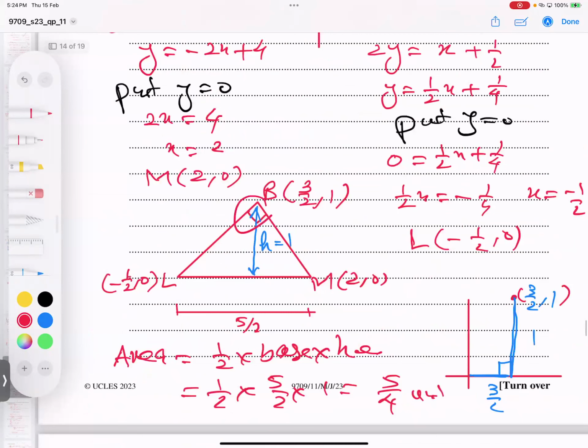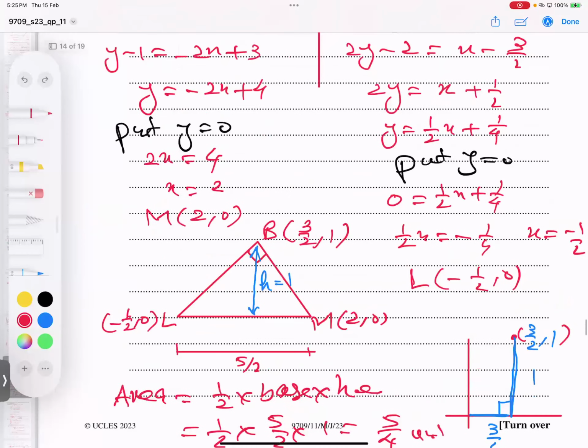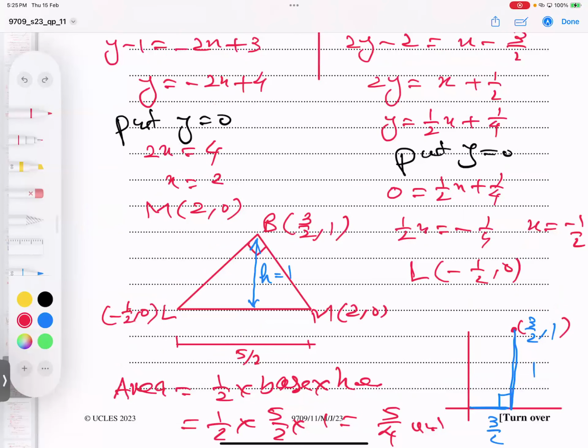This is 90 degrees, so I count this as a base and this as a height, or the opposite. If I use this as a base and this as a height, then you have to use the distance formula: square root of (y2 minus y1) whole square plus (x2 minus x1) whole square. Use the distance formula for LB and MB separately. When you have both answers, then you can write half into base into height, and the question can be done this way as well. I believe you got the idea very clearly, how I got this area. And Alhamdulillah, the concept is totally clear.